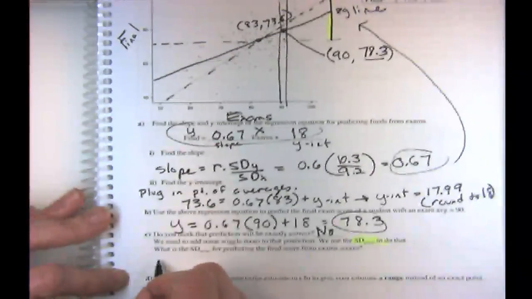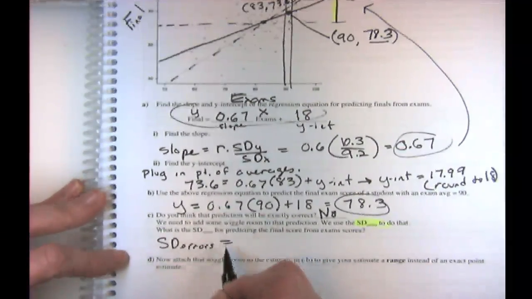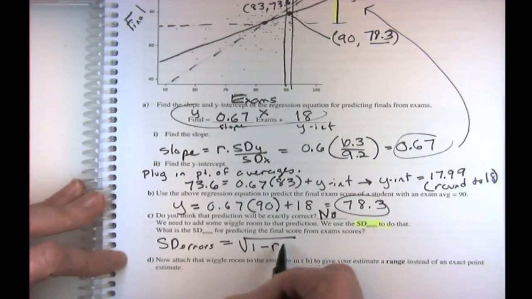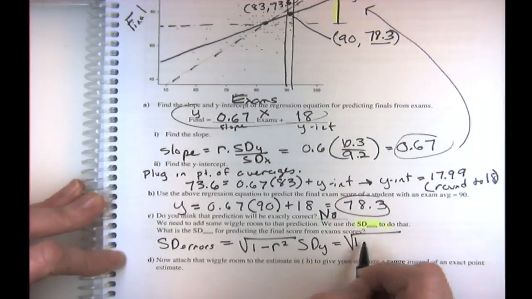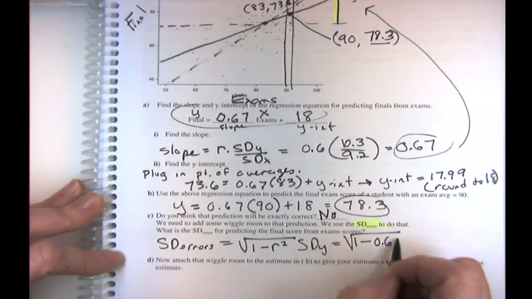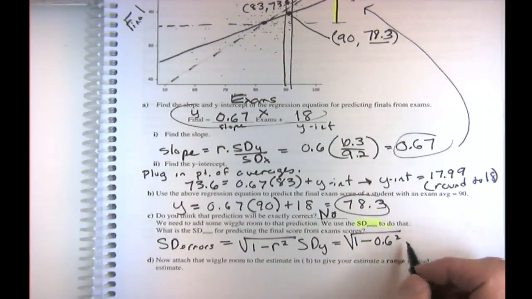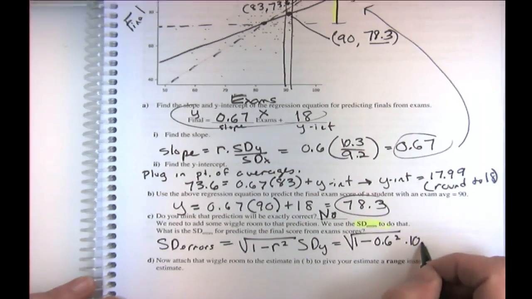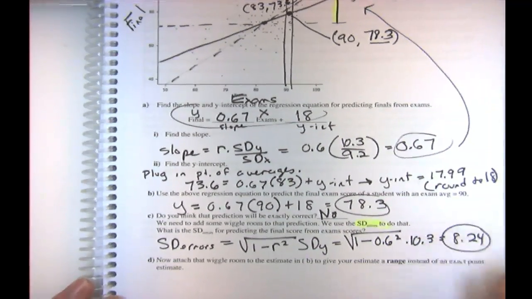What is the standard deviation of the errors for predicting the final score? So we're just going to use our formula, and that is the square root of 1 minus r squared times the standard deviation of y. So in this case, it's the square root of 1 minus 0.6 squared. Now, y is the final score, what we're trying to predict, so it's times 10.3. And I got 8.24. Okay?